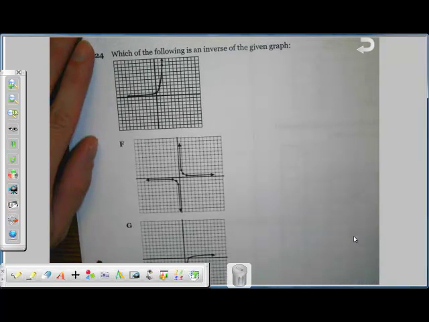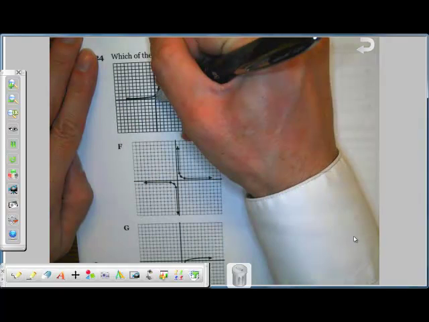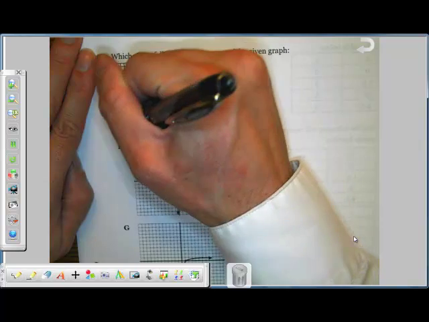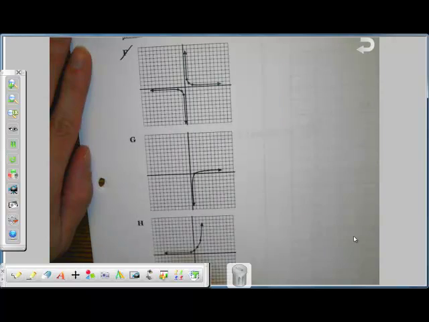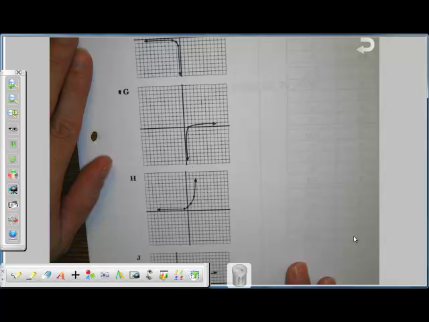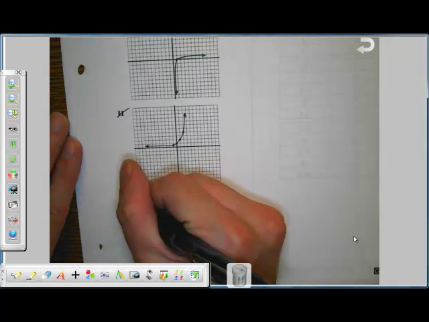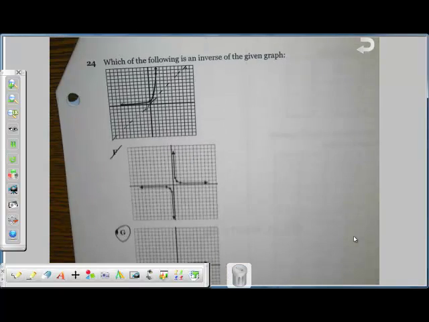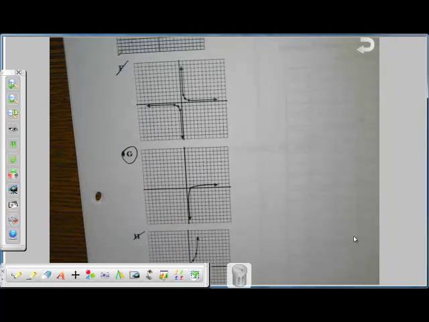Which of the following is an inverse of the given graph? Now remember, inverses are reflections. So in my mind's eye, I'm going to draw a little sketch, and I'm going to see which of these actually looks like the inverse of this. F does not look like that. G looks really close. H does not look like anything that we want, and neither does J. So the only one that even comes close is G. See? First half, second half. Okay, last one.